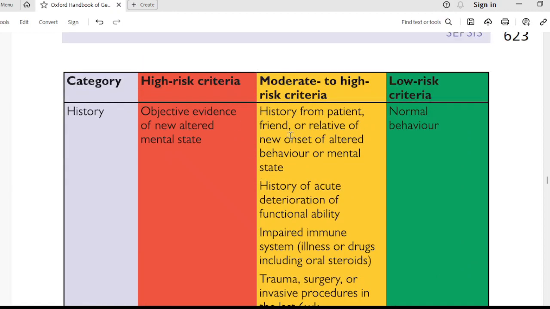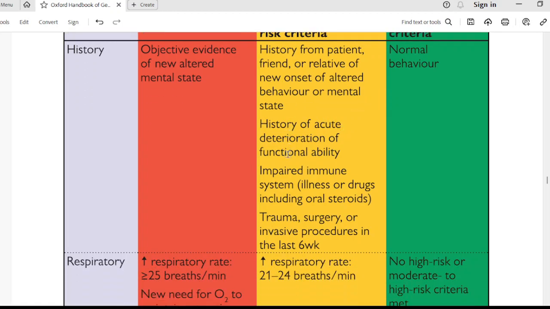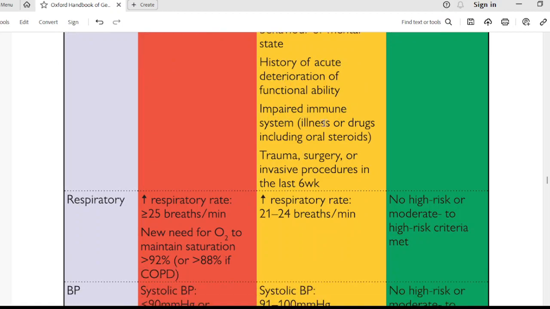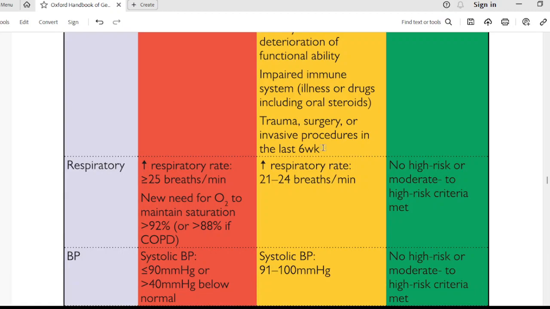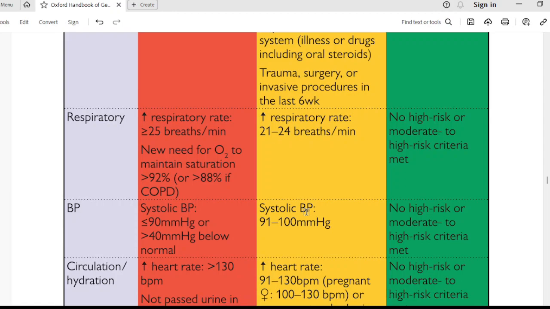Moderate to high risk criteria is history from patient, friend or relative of new onset altered behavior or mental state, history of acute deterioration of functional ability, impaired immune system, illness or drugs including oral steroids. So impaired immunity, illness or drugs including oral steroids, trauma, surgery or invasive procedures in the last 6 weeks. So this is moderate to high risk.